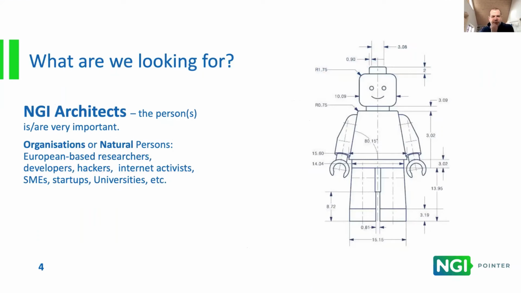So first of all, there was a question by David, who can apply, and we're looking for NGI architects. I think what is immensely important to us is the person. So who's the person that is applying, or who are the people that are applying?